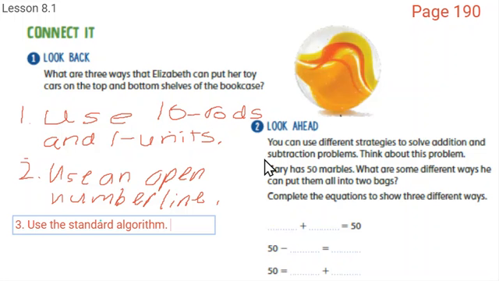Let's hear about it. Okay, now let's take a look at number 2. It says look ahead. You can use different strategies to solve addition and subtraction problems. Think about this problem. Gary has 50 marbles. What are some different ways he can put them all into 2 bags? Complete the equation to show 3 different ways. Okay, well, let's take a look at this again. So what plus what is equal to 50?